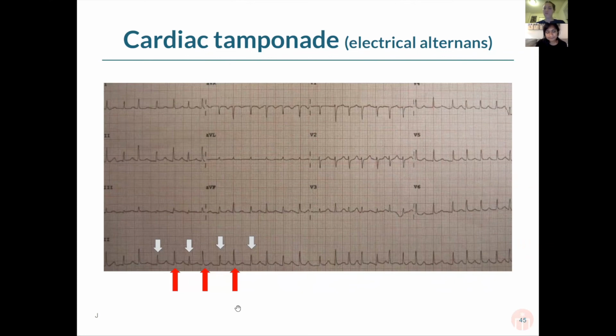And so in real life, with effusions and things like that, you classically just see low voltage throughout. But the one that they love to test on, if they're going to test you on it for the purposes of the STEP exams, you're going to see this type of picture where it's an electrical alternans, usually in a trauma patient or someone with cancer, and they're in tamponade. And they'll usually give you a clinical picture that's going to correspond with that.